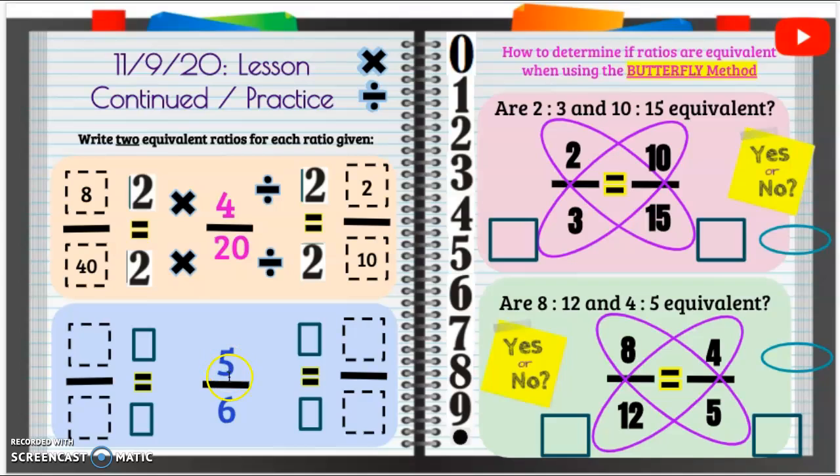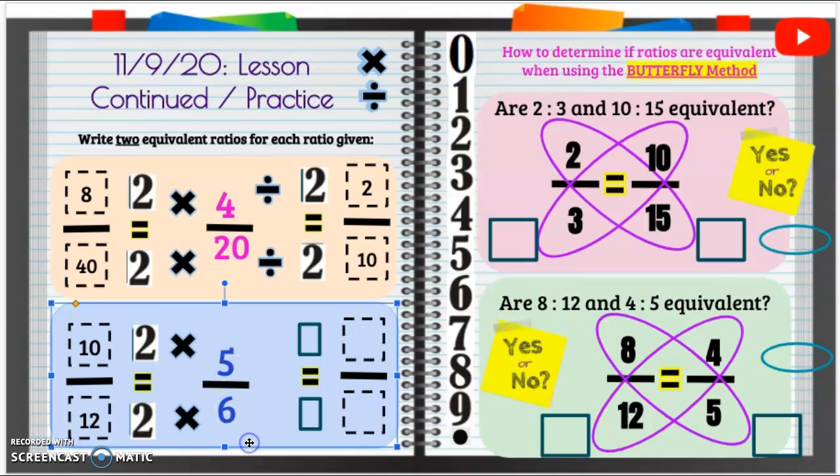Let's take a look down here. 5/6. It doesn't look like I can divide both the numerator and denominator by the same number. But what if we multiplied both by different numbers? So if we multiplied 5 and 6 both by, let's do simple, 2. What you do to the top, you must do to the bottom. 5 times 2 I know is 10. 6 times 2 is going to be 12. So 10/12ths is the same as 5/6, or it's equivalent, equal.